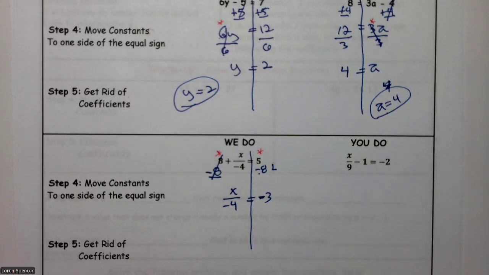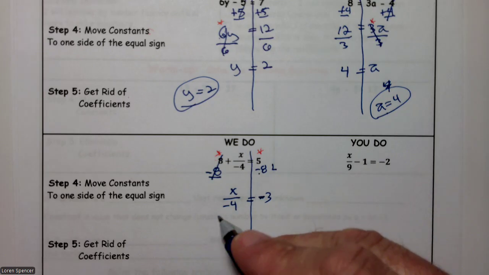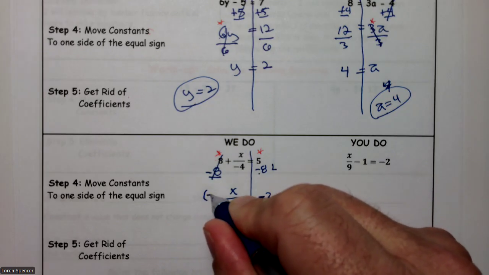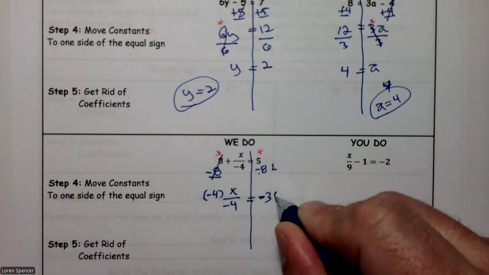Okay, now we have to deal with this. A fraction just means we're dividing. So we're dividing by negative 4. Okay, well, if I want to get rid of something, we always do the opposite. So if I want to get rid of dividing by negative 4, I need to come back and multiply by negative 4.